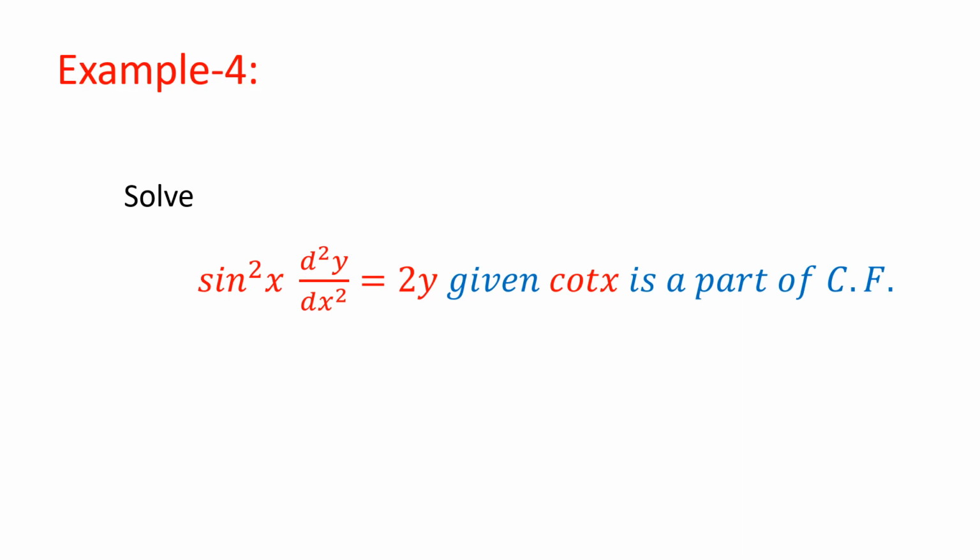Now we shall consider another example. Solve sin square x into d square y by dx square is equal to 2y, given cot x is a part of the complementary function. You can observe here in the problem they have given cot x is a part of the complementary function. That means u has been given. We shall solve this problem.